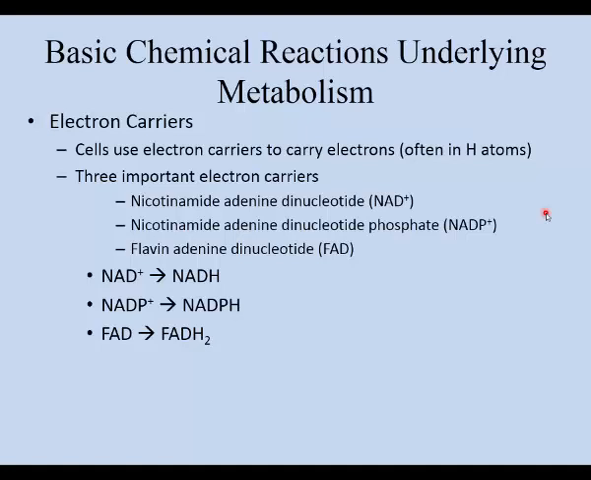NAD plus, NADP plus, and FAD. Those are the non-electron holding versions of these. When they accept the electron, they become NADH or NADPH or FADH2. And so what they'll do is they'll go drop off the electron and they get turned back into NAD plus or NADP plus or FAD, and they'll pick up electrons and then go drop them off again. It's kind of like a taxi service.